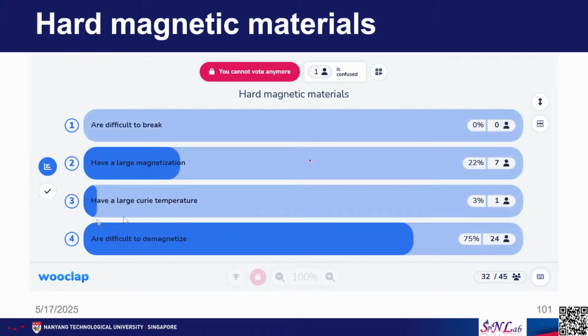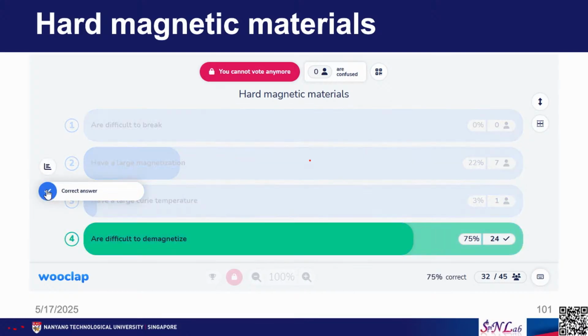Okay, most of you are right. The correct answer is hard magnetic materials are difficult to demagnetize. Next one.